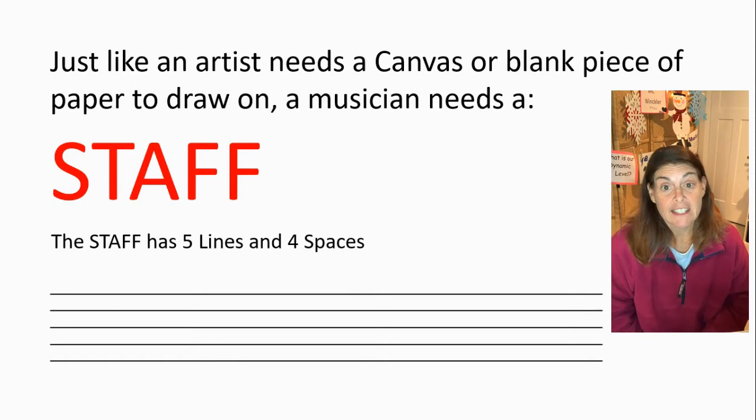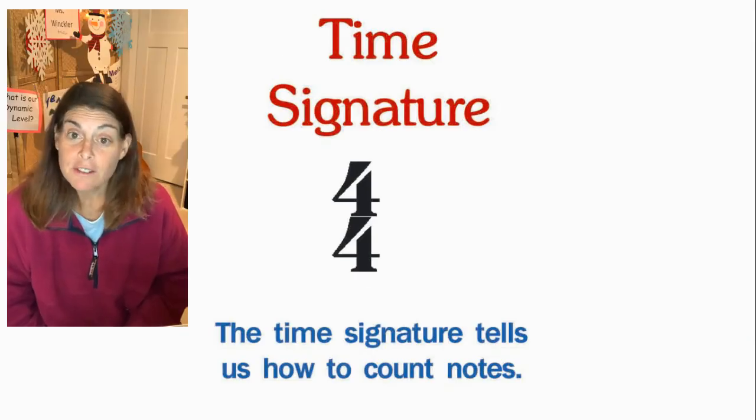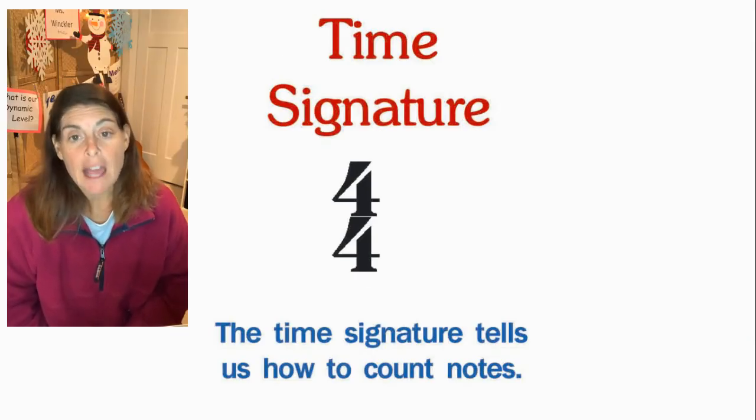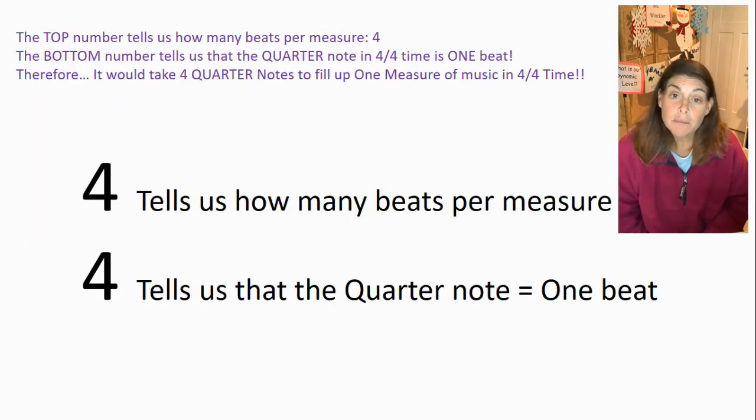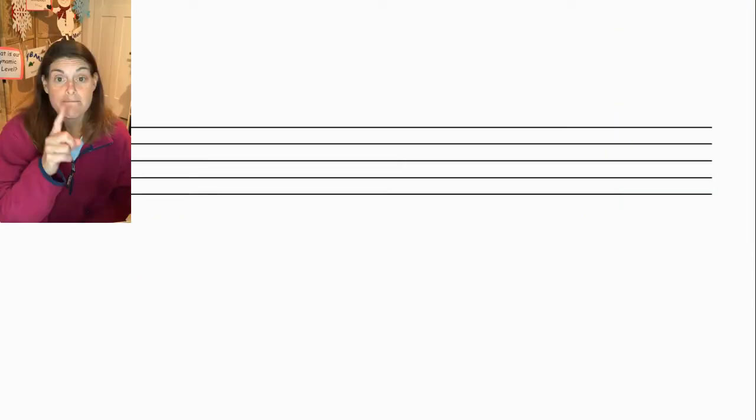True, you need this. We also need a time signature. That tells us how many beats per measure. The top number tells us that we have 4 beats per measure, and the bottom number tells us that the quarter note equals 1 beat.